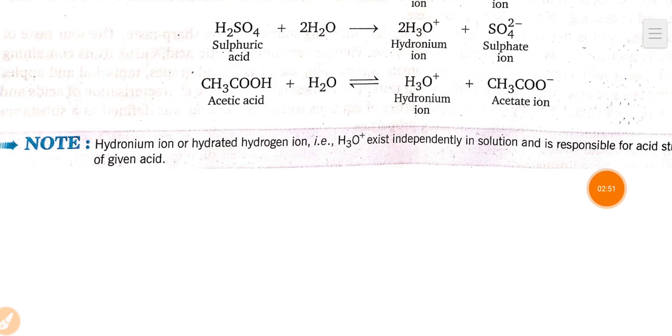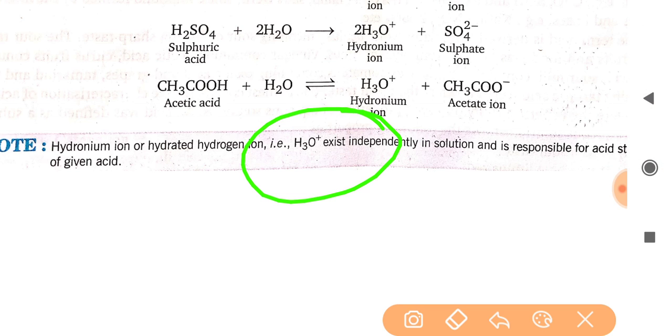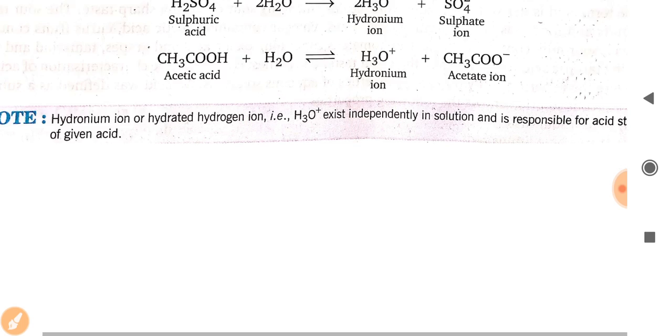A note is also given in your book that the hydronium ion, or hydrated hydrogen ion, H3O plus, exists independently in solution and is responsible for the acid strength of a given acid. So this hydronium ion is responsible for giving strength to the acid. That means the more hydronium ions, the greater the capacity of the acid to be strong. We will discuss this later.